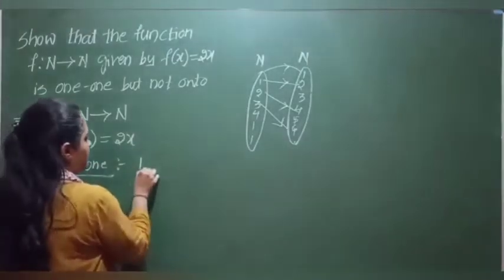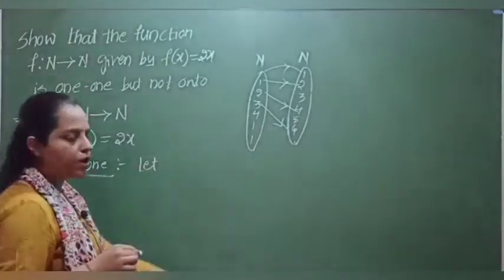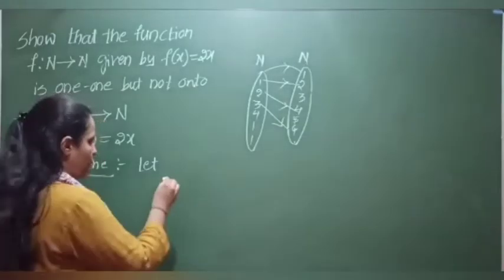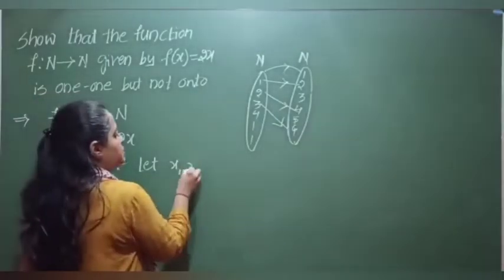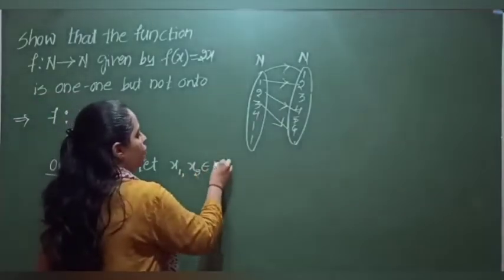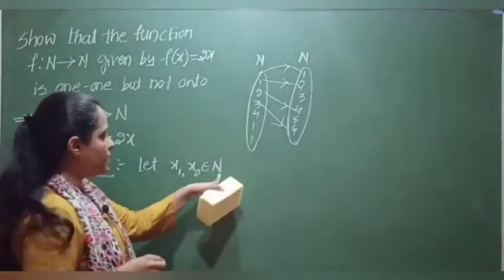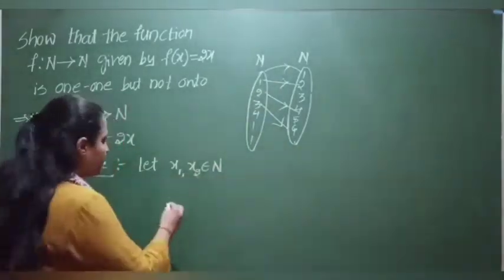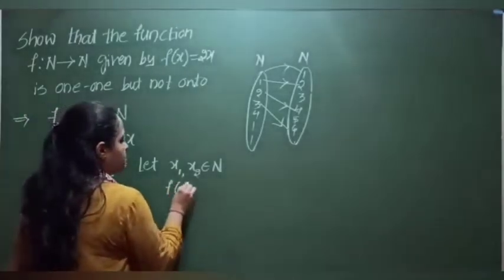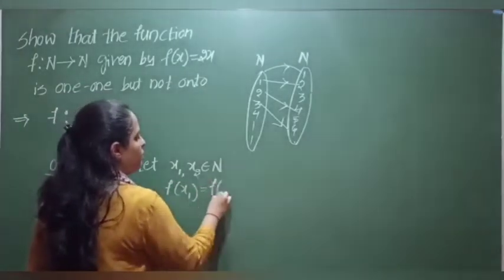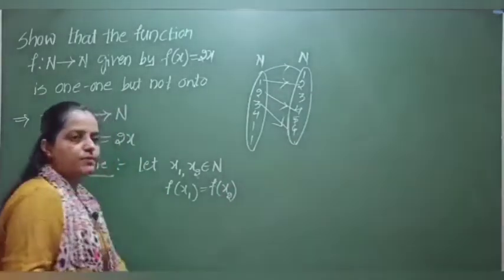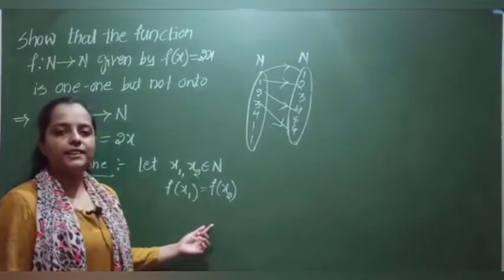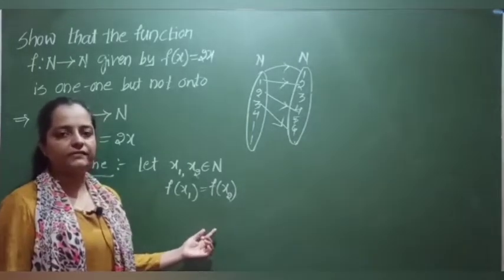So first let us consider two elements that belong to the domain. Let x1, x2 belong to the domain, right? The domain is N only, the set of natural numbers. We have to take f of x1 equals f of x2, and then show x1 equals x2. At that time the function is a 1-1 function.